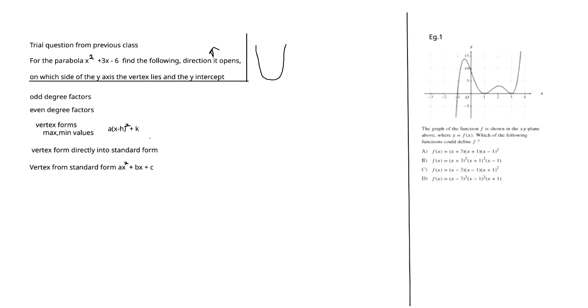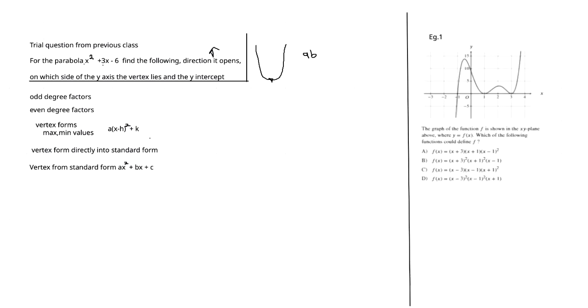And then on which side of the y-axis will the vertex of the parabola lie. So this is the vertex. So we want to know on what side of the y-axis this vertex will lie. And we know that is related to the product AB of the quadratic expression. So here we know the product AB is, A is 1, B is 3. So 3 times 1 giving us 3, which is positive.